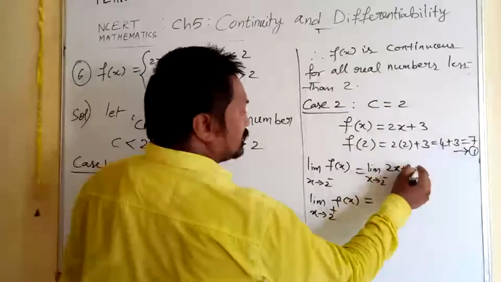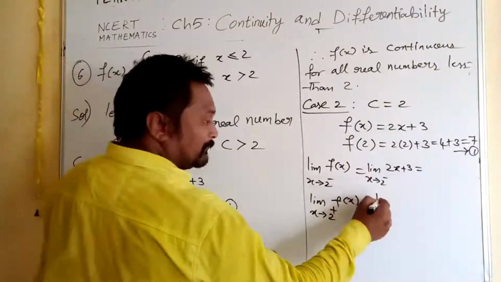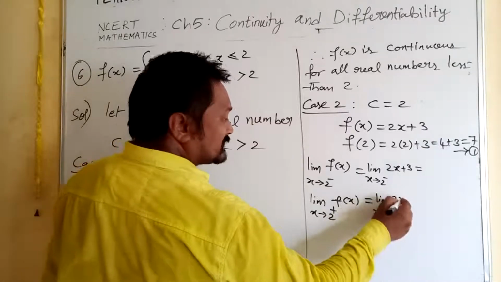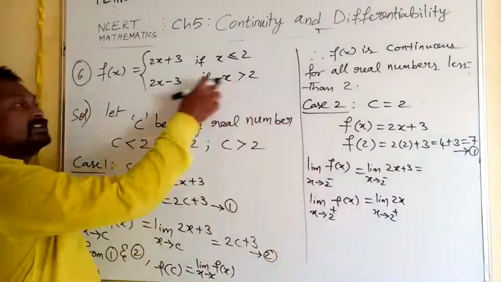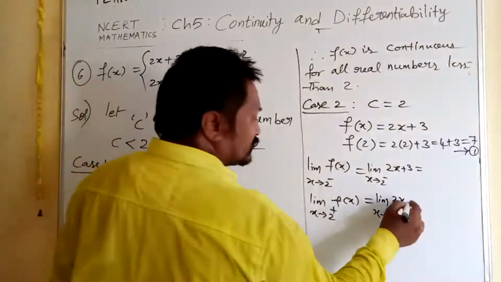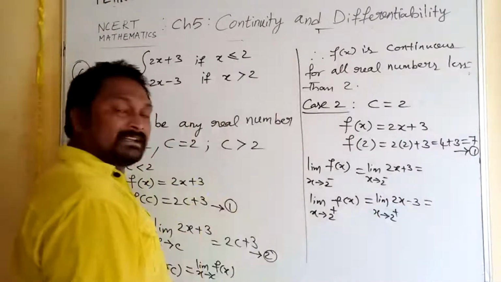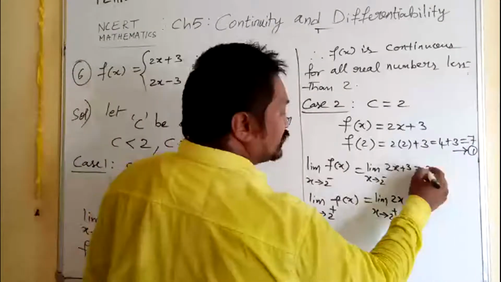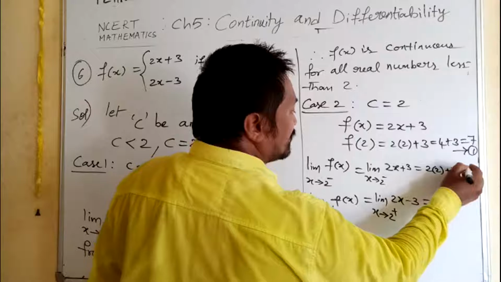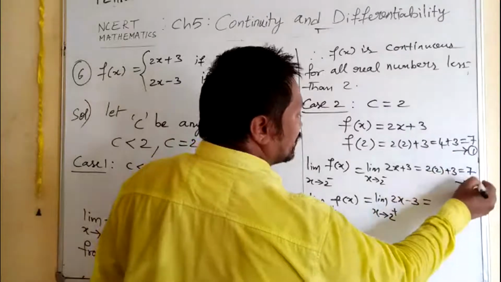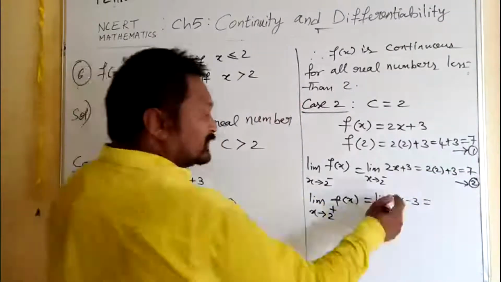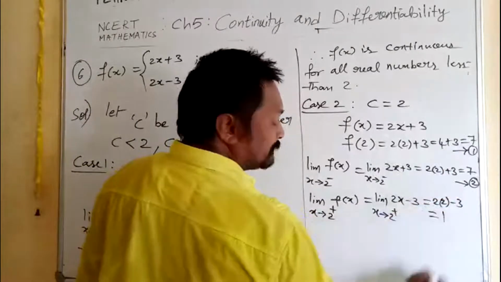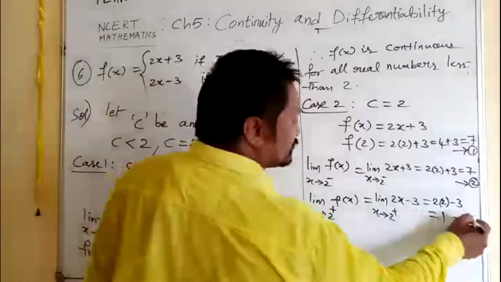Now after that, limit x tends to 2 plus f of x. See, whenever x is greater than 2, the function is 2x minus 3. So write 2x minus 3. Just substitute 2 wherever x is there. So here substitute 2 into 2x plus 3: 2 into 2 plus 3, 4 plus 3 is 7. That is equation number 2. Next one: 2 into 2 minus 3, 4 minus 3 is nothing but 1. So this is equation number 3.